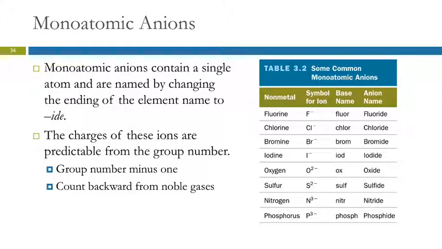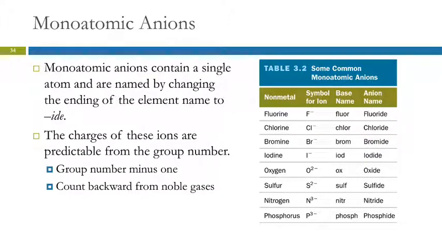Then we have the monatomic anions. Monatomic means a single atom. So these are anions with a single atom. They've got a charge. The charge is predictable. We've looked at that on the periodic table. And these ions, their name comes from their element name, but we just change the ending of it. So fluorine is the element. Fluoride is the ion. Chlorine would be an atom of chlorine. Chloride is a chlorine ion.